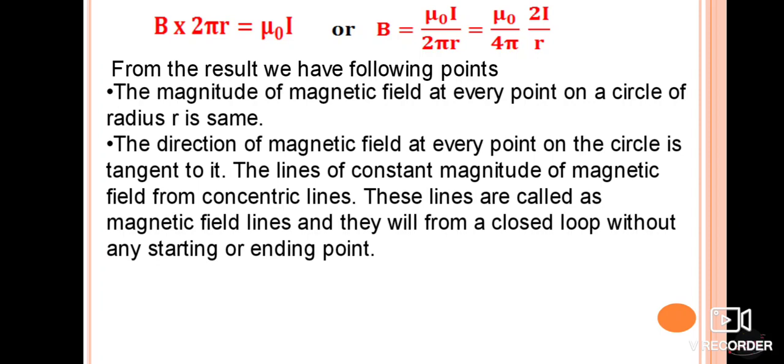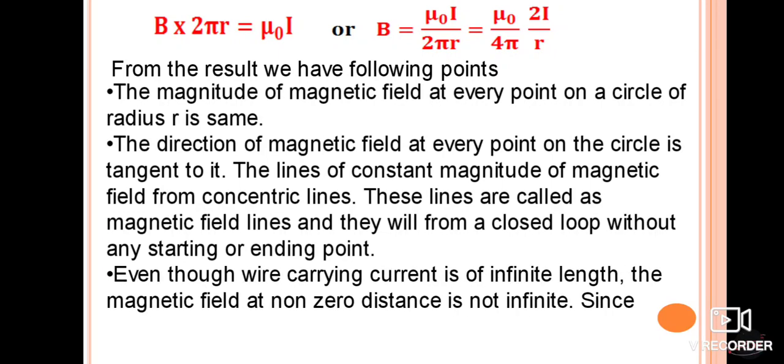The direction of the magnetic field at every point on the circle is tangent to it, or you can say parallel to the dl term. The lines of constant magnitude of magnetic field form concentric lines, and these lines are called magnetic field lines, and they form a closed loop without any starting or ending point. This is the only difference between the properties of electric field lines and magnetic field lines. Electric field lines do not form a closed loop, but the magnetic field lines form a closed loop without any starting and ending points.